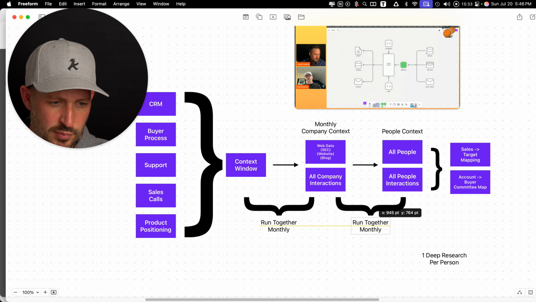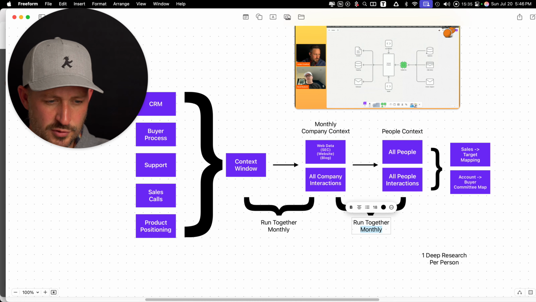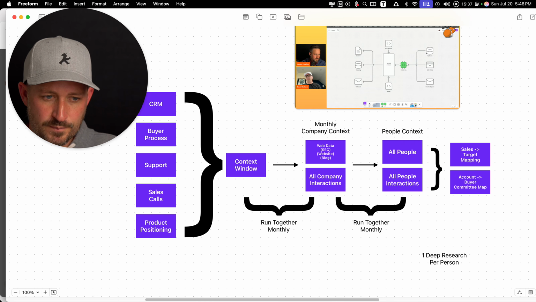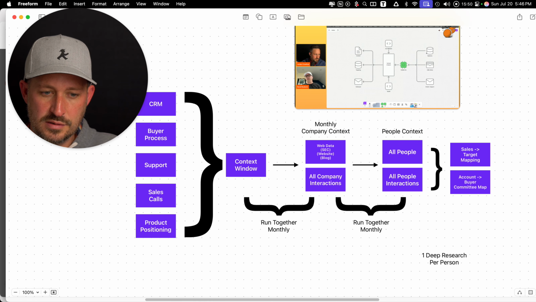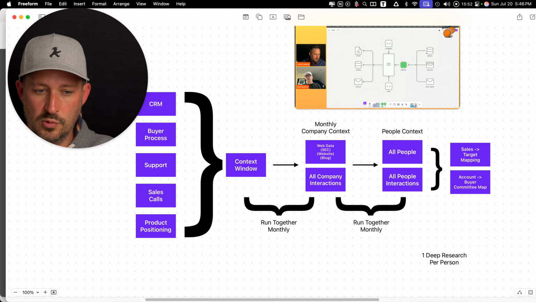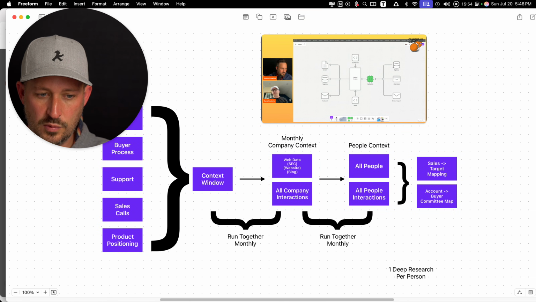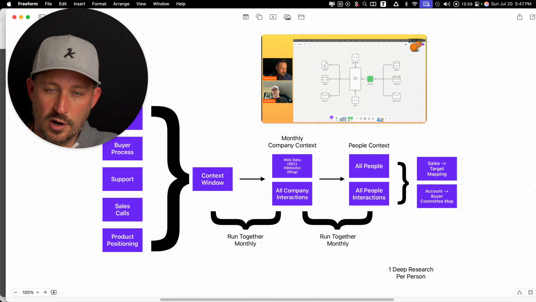This might be probably more frequent because people change more often. So the people context is going to take in the company context. And then the output here is that you're going to have to associate your reps with companies and people. And this is sort of what that sales team and target mapping looks like.